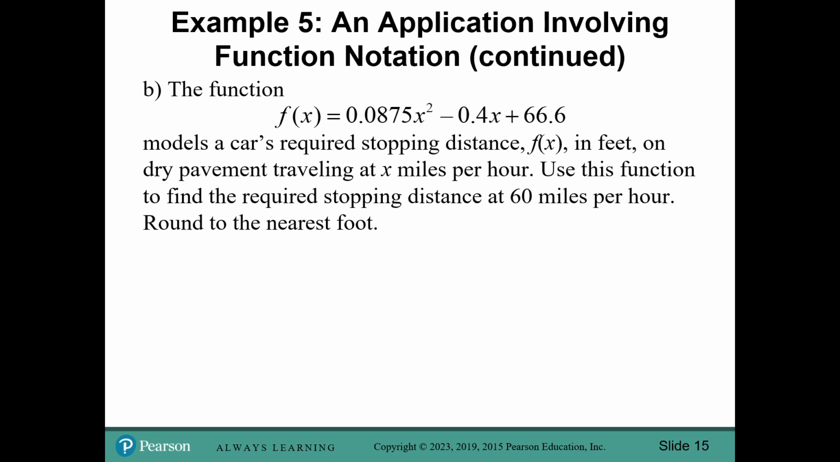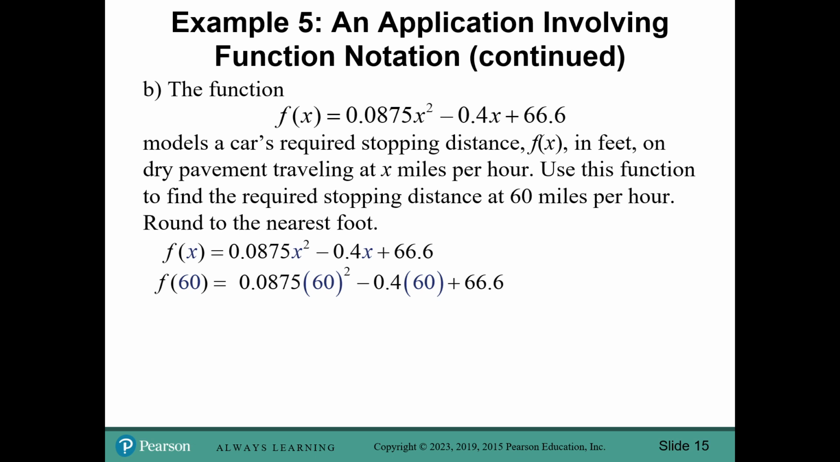What this means is we're now going to substitute this 60 miles per hour in for x. So we've visually done it on the graph and estimated. Now we're going to use the actual estimated function in order to find this. So we've got this function of x. F of x equals 0.0875 x squared minus 0.4x plus 66.6. And we're going to plug that 60 in, that's 60 miles per hour in for the x value. And that's what we do here.